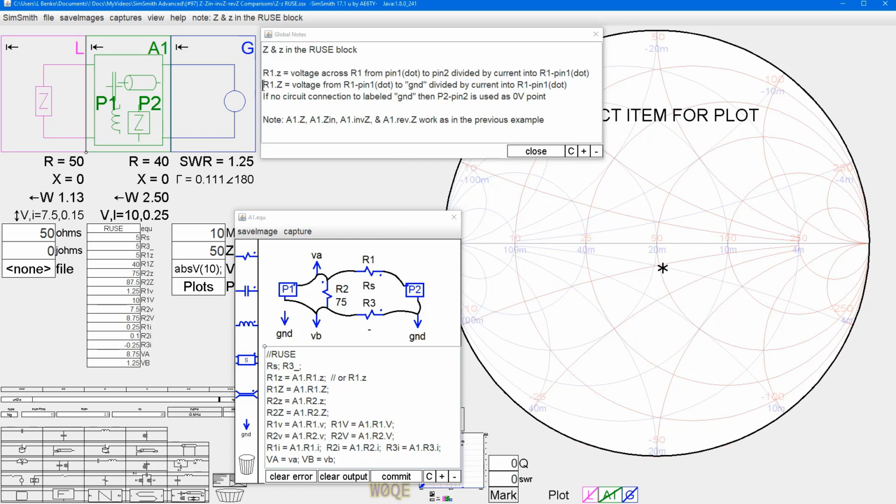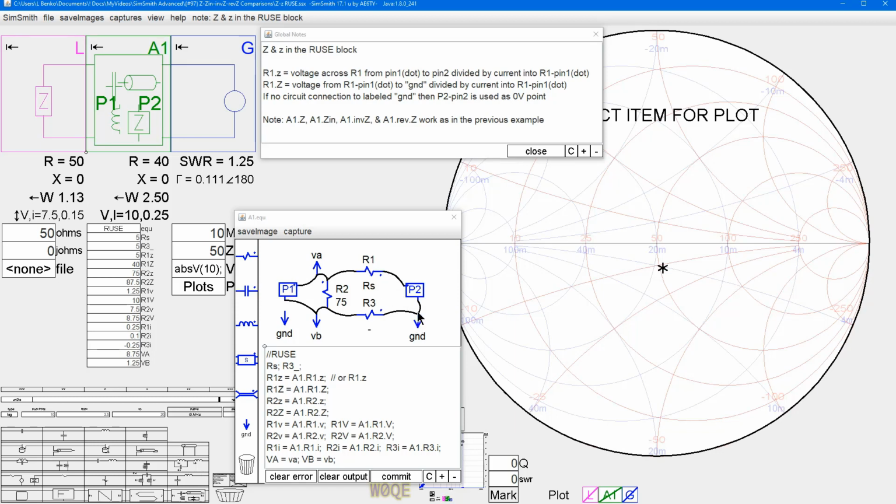The second way of doing it is R1.Z. And this is a little bit different. This is defined as the voltage from R1 to circuit ground, and it's circuit ground in this circuit only, not a ground definition in some other block, but just in this block. So in this case, it's this point right here. So it'd be the voltage from here to here divided by the current flowing into pin 1.